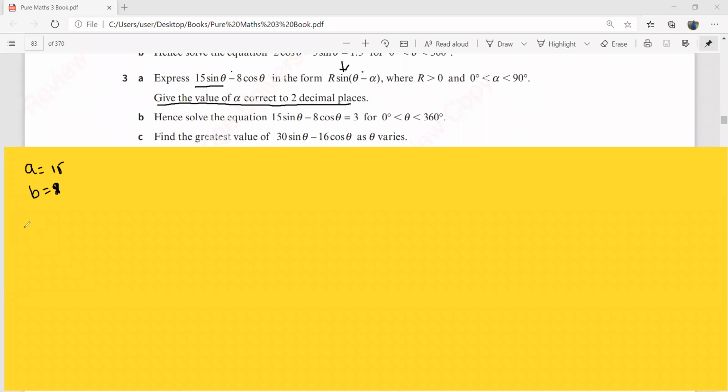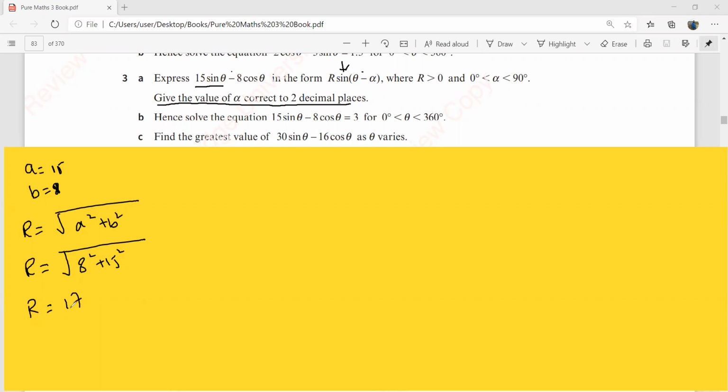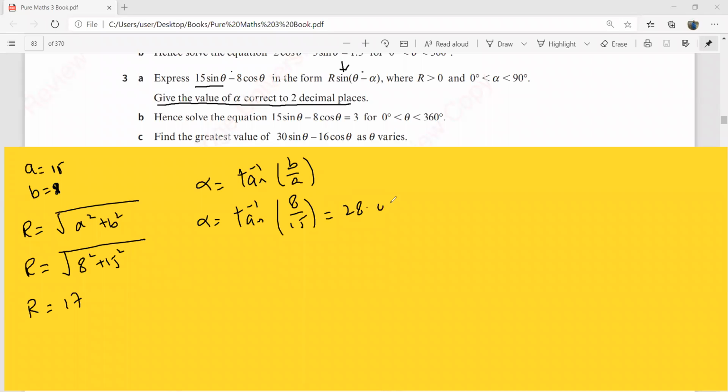Okay, so you know that R is the square root of A squared plus B squared. So this R is the square root of 8 squared plus 15 squared. I think that is going to be 17. Yes, this is exactly 17. Okay, good. And then you have alpha, that is tan inverse of B over A. So alpha is going to be, can you quickly tell me what is tan inverse of 8 over 15? 28.07.